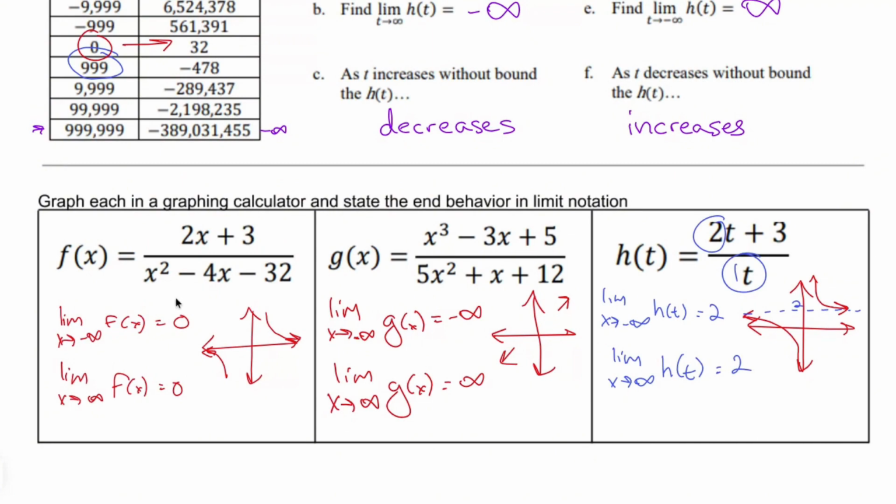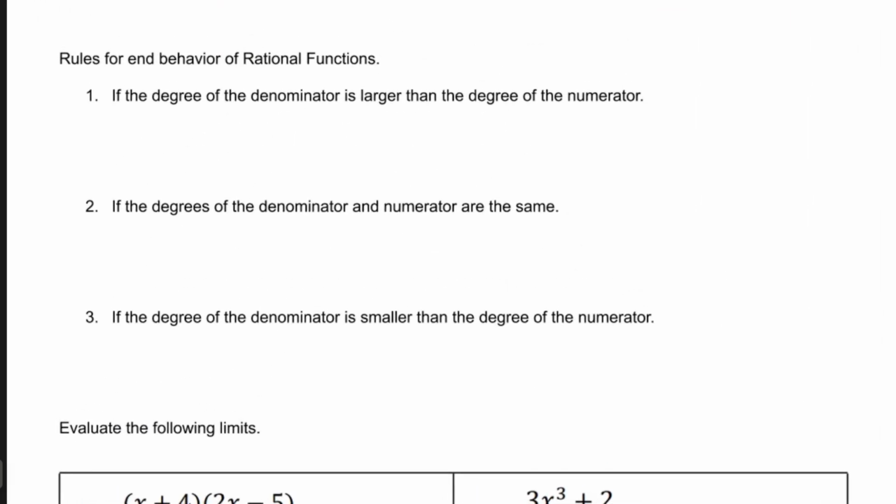But it looked like here, when the denominator had a higher degree, we hit zeros. When the numerator had a higher degree, we hit infinities. And when the degree was the same, we get 2, which so happens to be 2 over 1. So let's put all of that together and make sense of all this. All right? Rules for end behavior of rational functions. There is a rule here so that we don't have to do any math or graph this ever again.